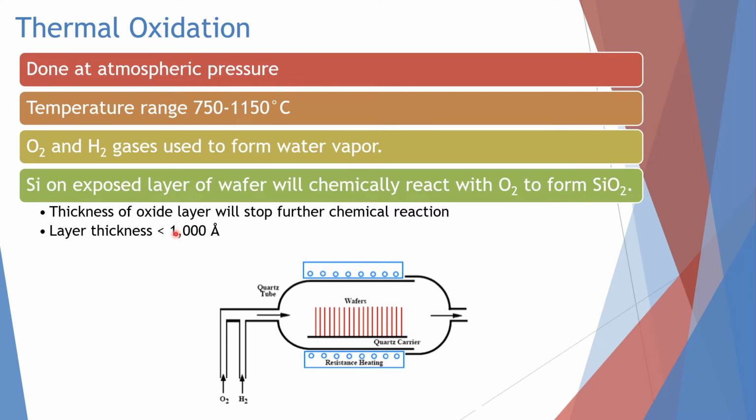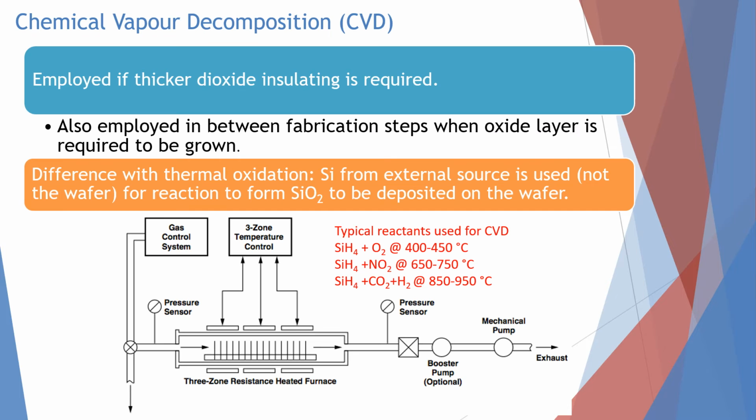The thickness of the oxide layer will stop further chemical reaction, and the layer thickness is usually less than 1000 atomic thickness. The next process that can be used for oxidation is chemical vapor deposition, or CVD. This process is usually employed when we need thicker dioxide insulation. It is also employed in between fabrication steps if an oxide layer is required to be grown.